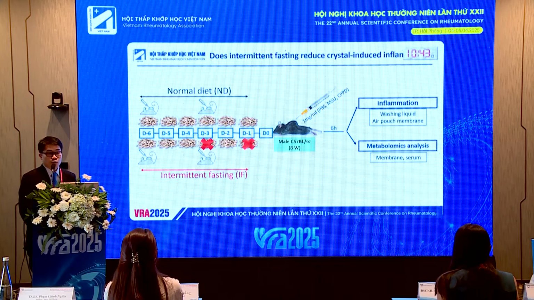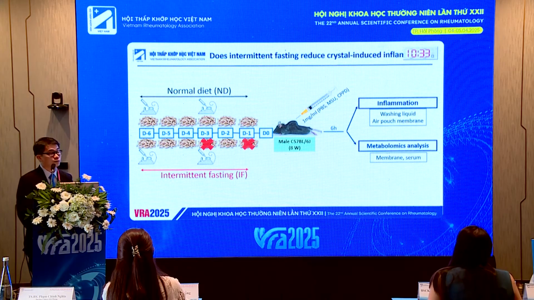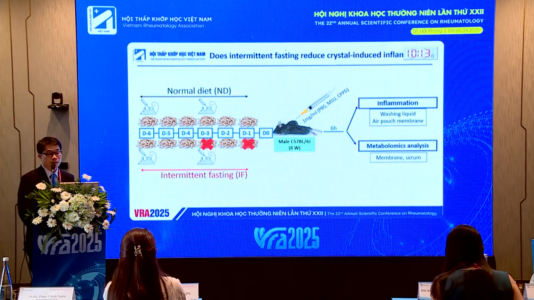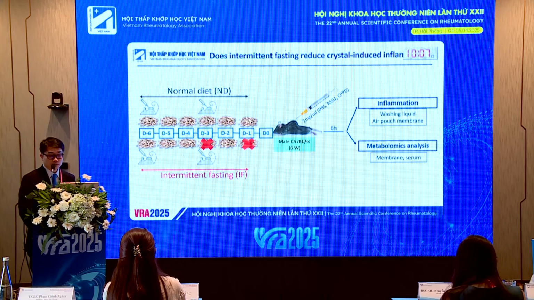We divided all the mice into 2 groups, a normal diet group and an intermittent fasting group, with 2 non-consecutive days of fasting during the week before the stimulation by crystals, injecting the crystals into the pouch to mimic the gout flare. We waited 6 hours and then collected the samples to assess. For example, we collected the washing liquid by washing the air pouch, the air pouch membrane, which is like a synovial membrane, and serum also, to assess firstly the inflammatory level, and secondly to perform metabolomics analysis.